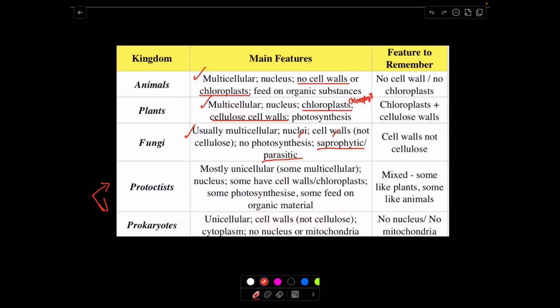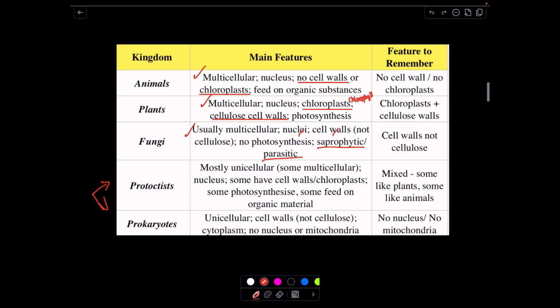The protoctists and prokaryotes. The one thing I want you guys to remember is that protoctists are somewhere in between: sometimes they act like plants, sometimes they act like animals, okay? So sometimes they feed by photosynthesis, sometimes they feed on organic material. Whereas prokaryotes are completely different, okay? They have no nucleus or mitochondria, whereas protoctists have a nucleus. So prokaryotes are special because they have no nucleus and no mitochondria. That's how I remember them, and protoctists are the ones that are sort of ambiguous.